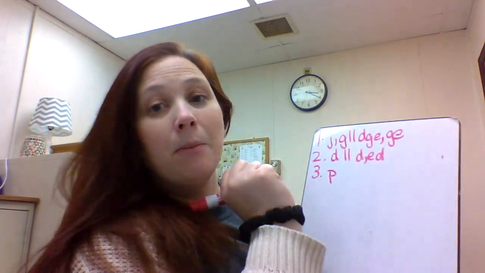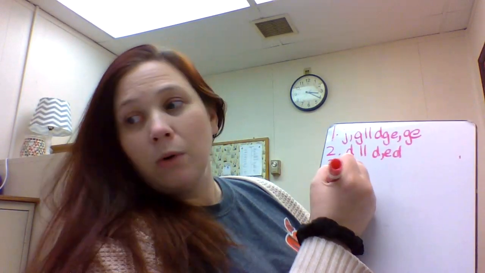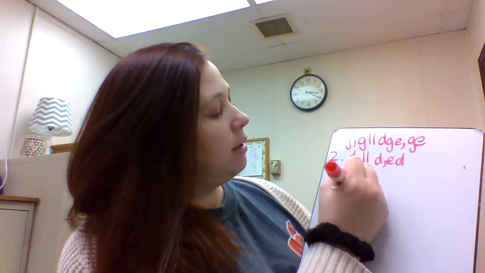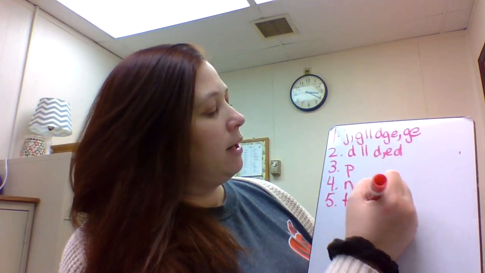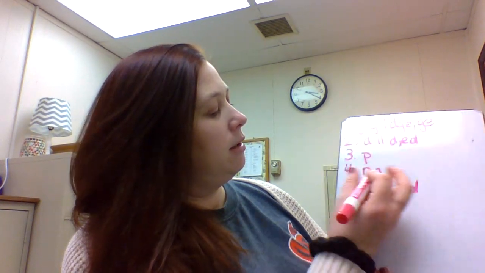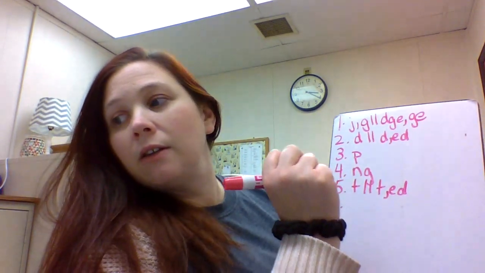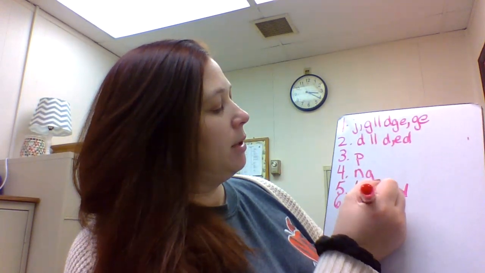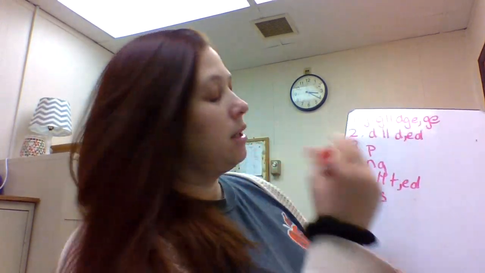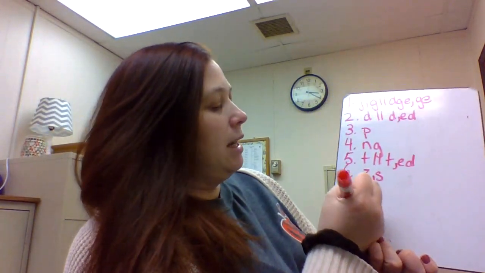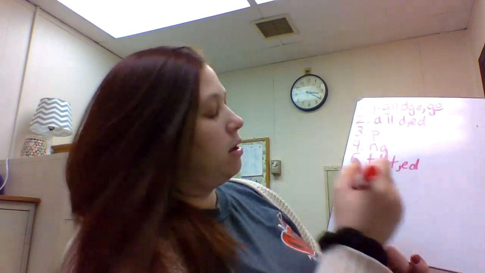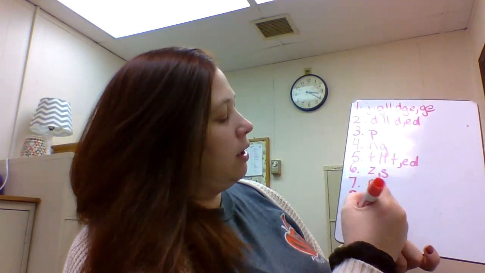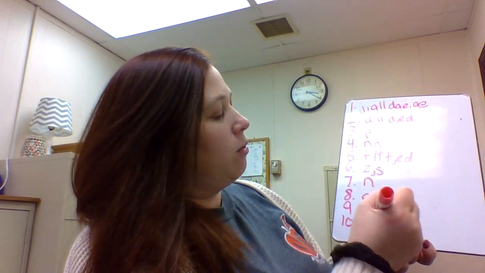Number 3 is P, well, they're giving us an easy one, P. Number 4 is Ng, N-G. Number 5 is T, T, or as a final sound, T, comma, E, D. Number 6 is Z, so that's Z, comma, S. Number 7, N, N. Number 8, A, O. Number 9, W, W. And number 10, U, O, O.